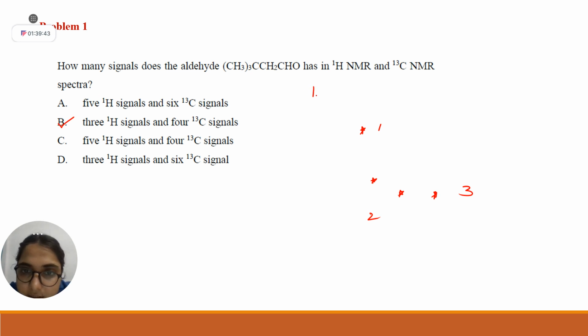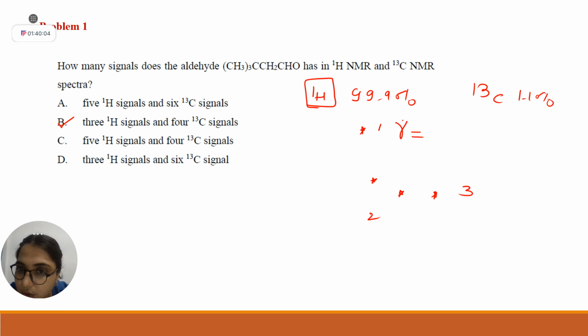Let me explain. Your 1H has an abundance of 99.9%, but 13C has an abundance of only 1.1%. Another thing is the gyromagnetic ratio. For now, you can understand it as the sensitivity of the spectrometer. The gamma of your proton is 40 megahertz per Tesla, while this sensitivity parameter for 13C is 10.